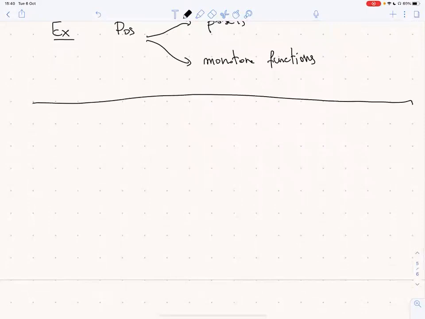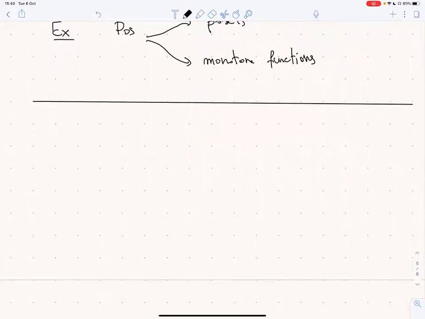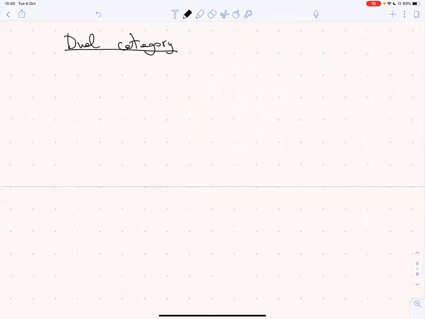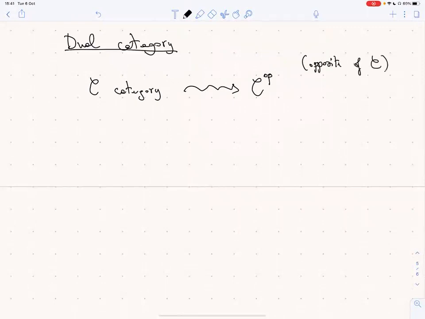So one important construction with categories is that of dual category. What is a dual category? So given a category C, we can produce another category that we call C-op. And this category is called the opposite of C, or sometimes called the dual of C. It doesn't matter which notation you like.